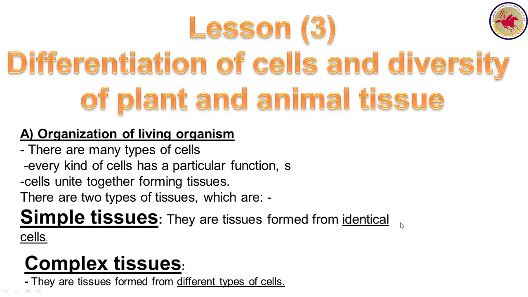Hello, Senior 1. Now we're going to explain the last lesson in our curriculum in this term. Lesson 3 is about differentiation of cells and diversity of plant and animal tissues. I think you have asked yourself more than once about the difference between cells.